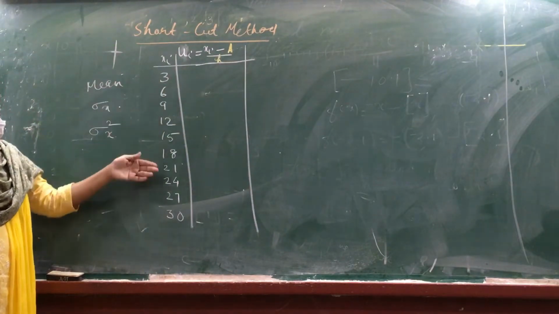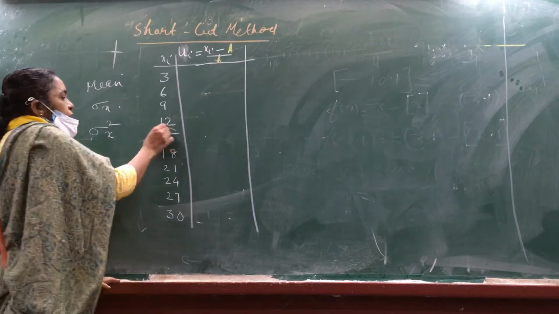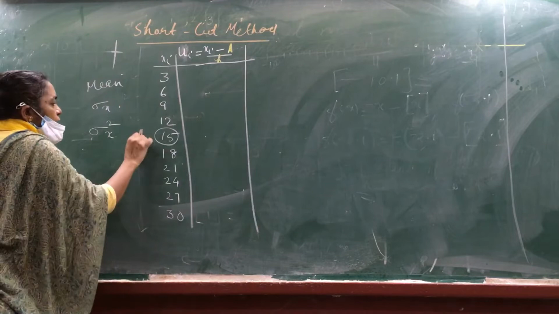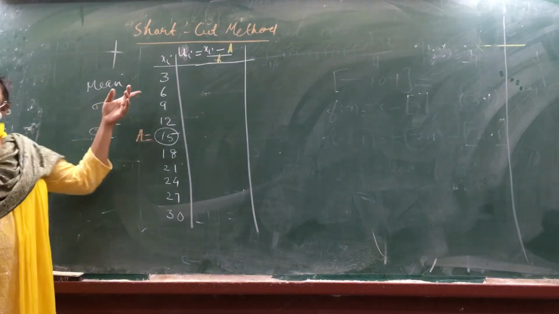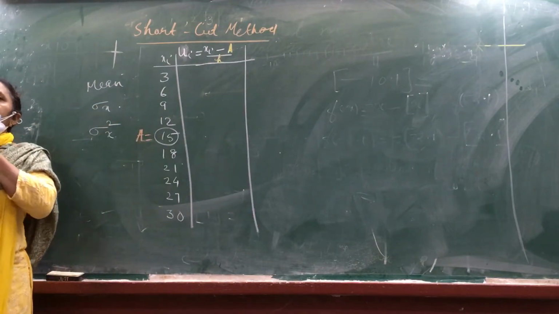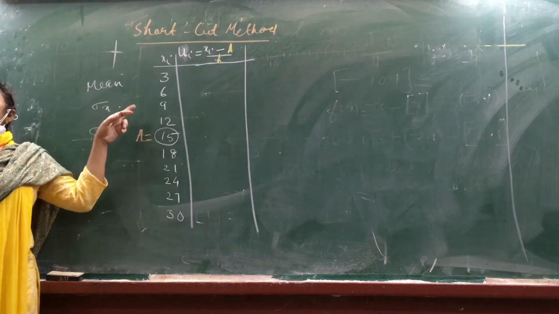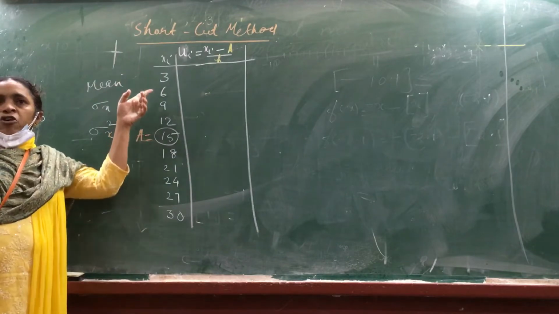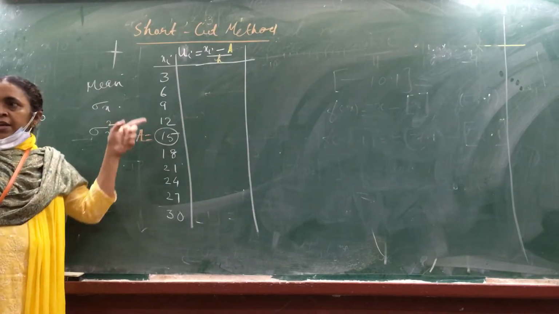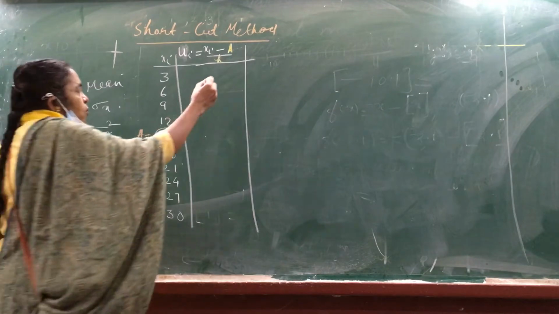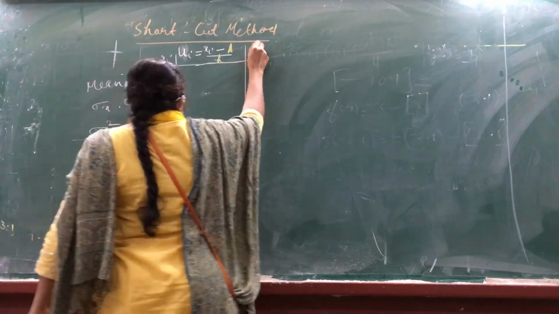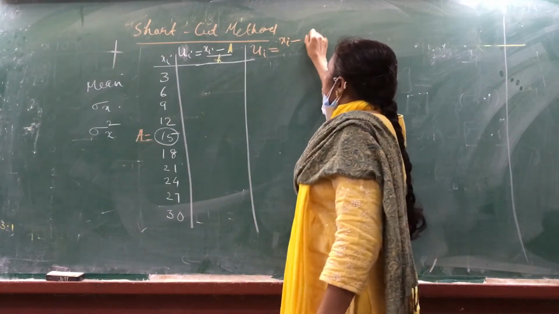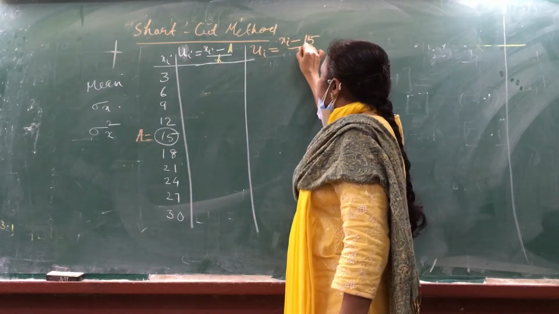So we have 10 here, so we can take 15 as a. Then I am calling it a here. And h is usually taken as any number, but here it is easy if you take the number as 3, because there is a common difference everywhere: 3, 3, 3, 3. So I am just writing one more column for this: ui equal to xi minus 15 divided by 3.